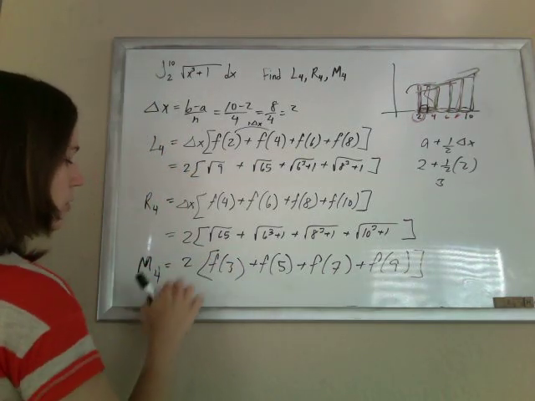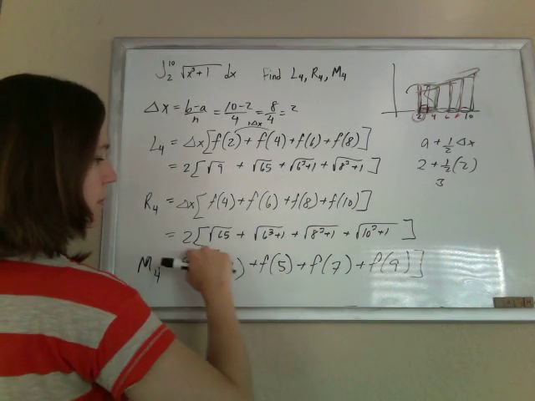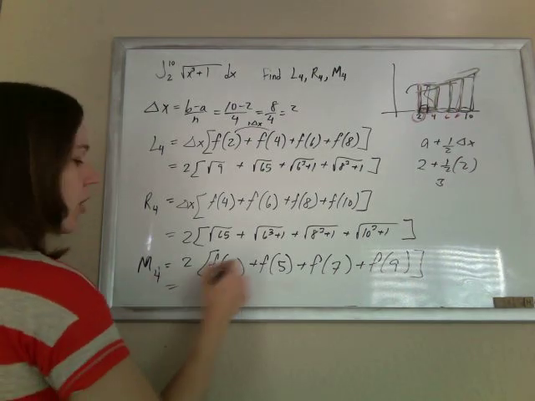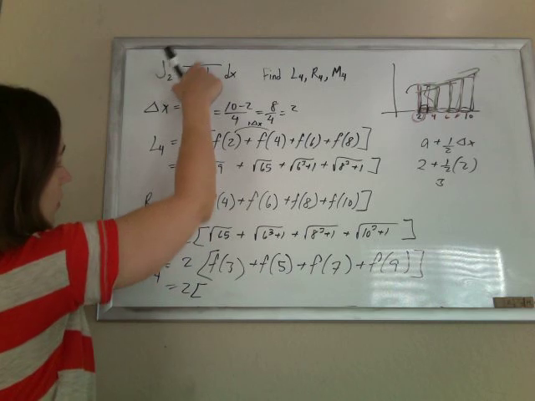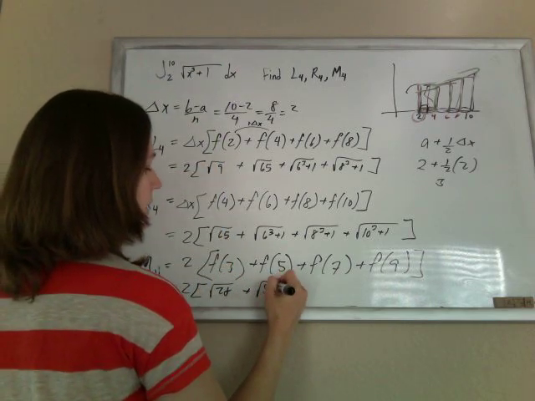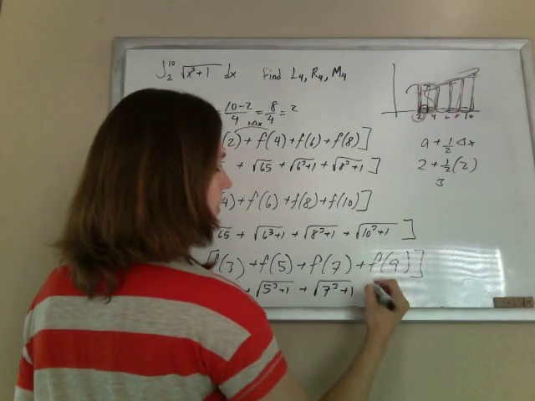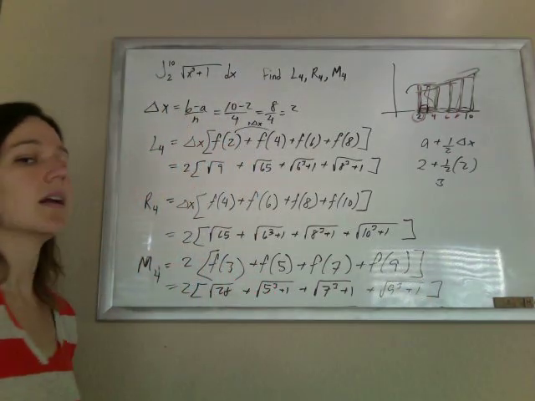Delta x was 2 because the width of these is 2, so that's the area: base times height, base times height, base times height, base times height. All of your rectangles added up. All you've got to do is plug in these numbers. So 3 cubed plus 1 is 28. Then the square root of 5 cubed plus 1, plus the square root of 7 cubed plus 1, plus the square root of 9 cubed plus 1. There it is.